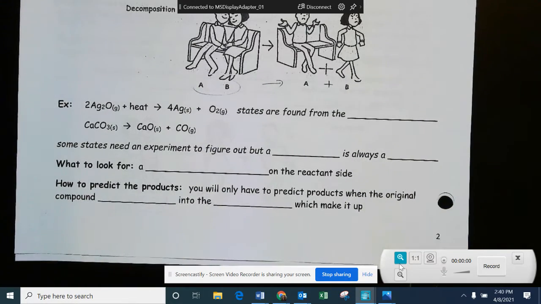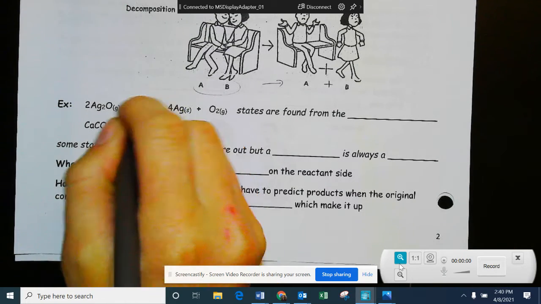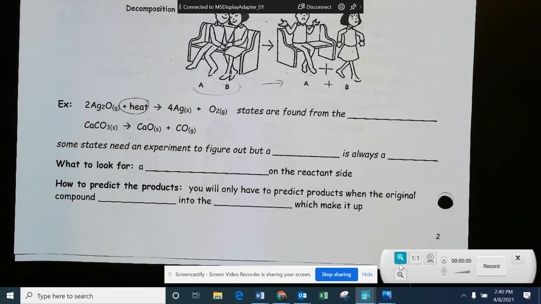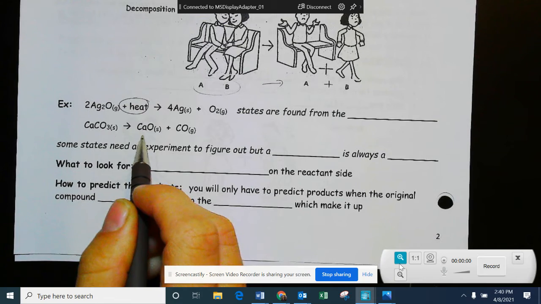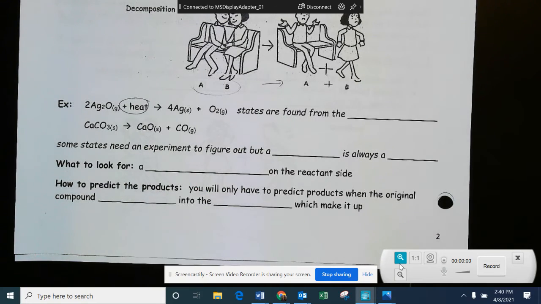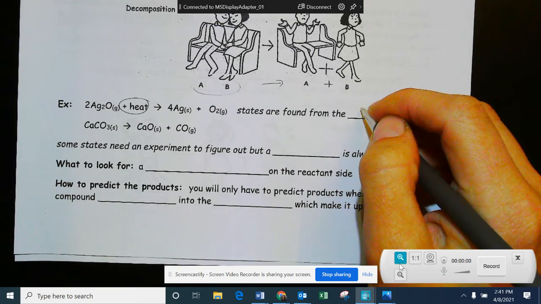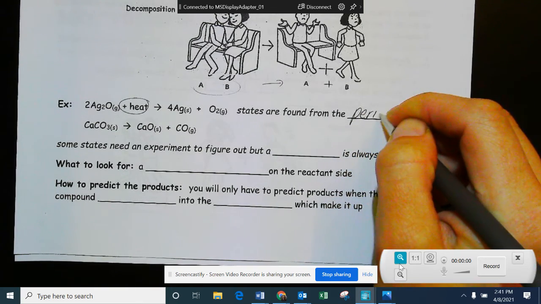An example of this, silver oxide plus heat, and sometimes we will see like energy being added to reactions. So silver oxide plus heat breaks down into silver and oxygen. Calcium carbonate breaks down into calcium oxide and carbon monoxide gas. These states are found from the periodic table.